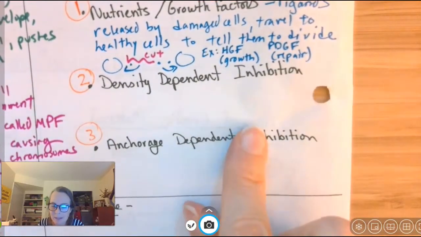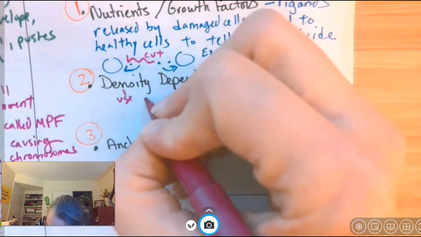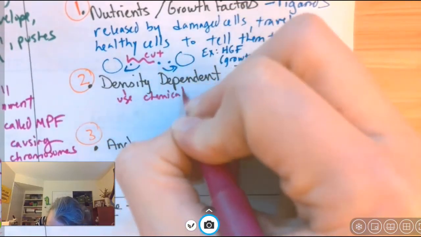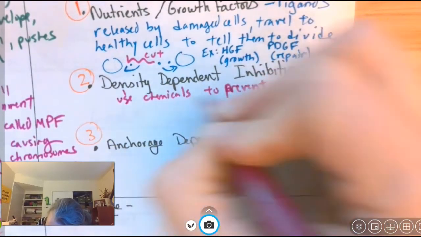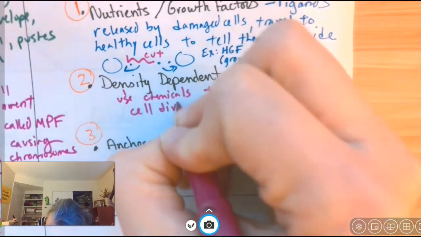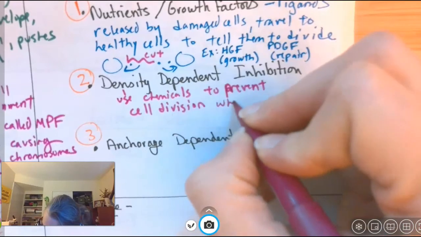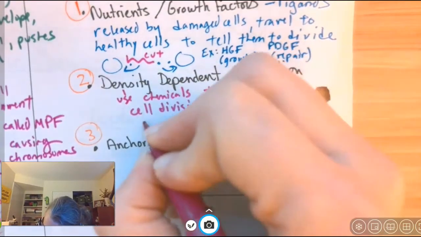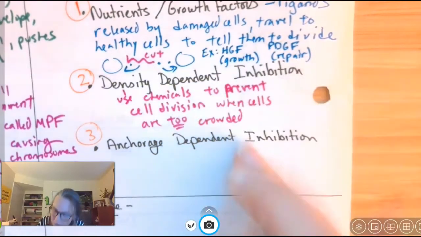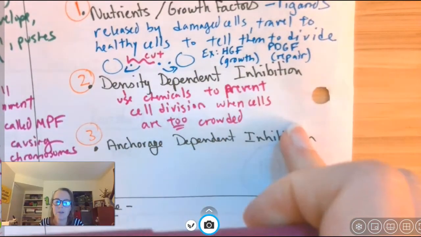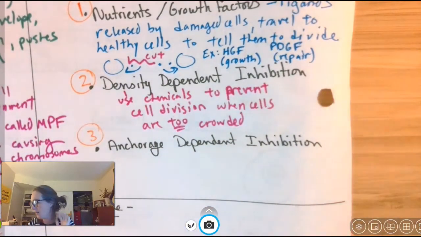Density-dependent inhibition is going to use chemicals to prevent cell division when cells are too crowded. So if cells are too crowded, they'll send signals to other cells nearby to say, don't divide, there's too many of us, like let's just chill out for a second.